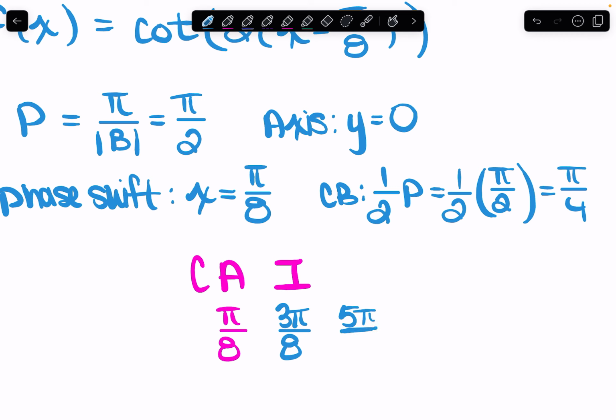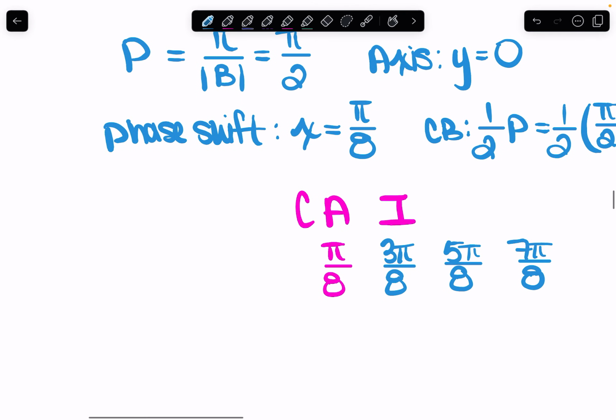5 pi over 8. Write as many as you need to get the pattern. 7 pi over 8, so forth and so on. That's plenty for me. I'm going to go to the left to get one negative. So I subtract pi over 4, so that's going to be negative pi over 8. So notice 0 is not listed as one of our critical values here.